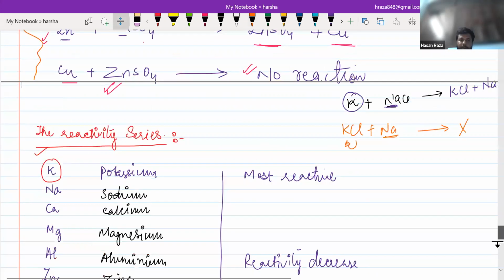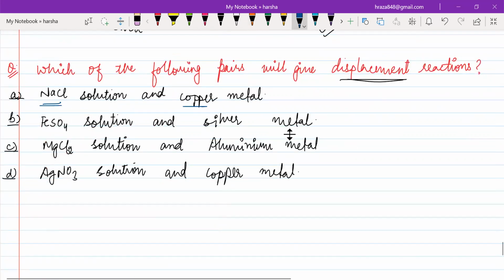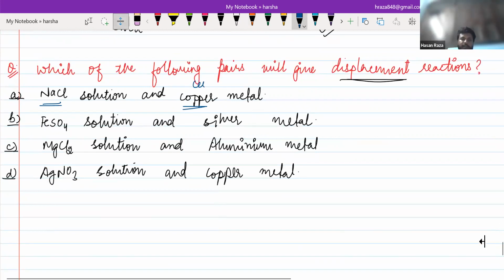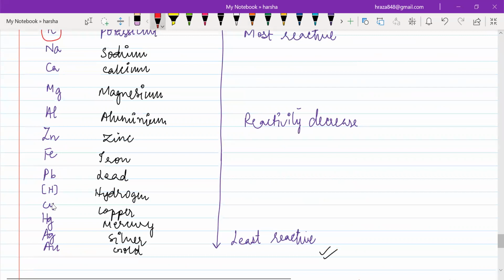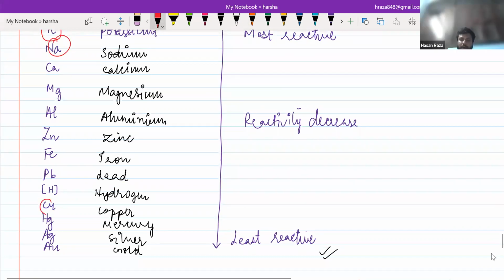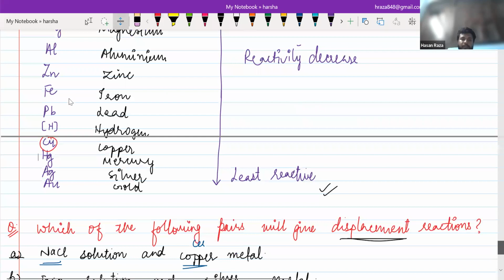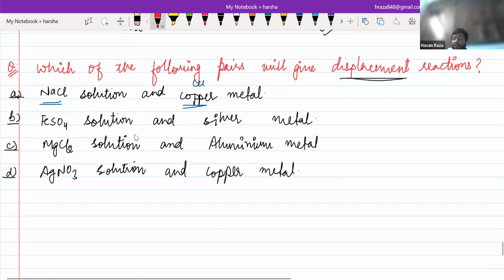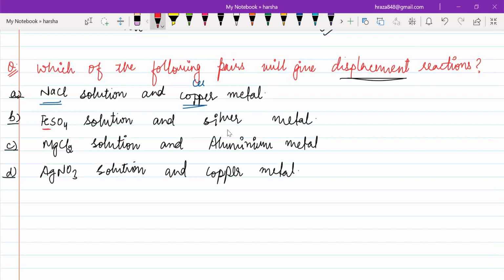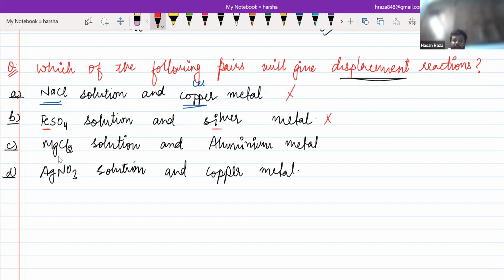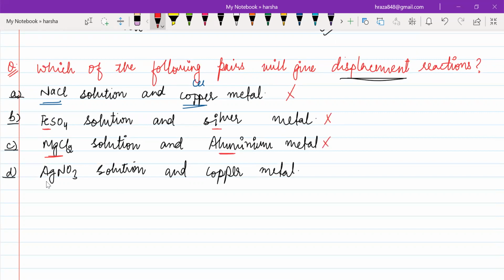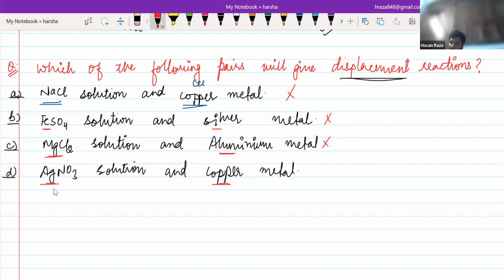So you can see NaCl reacting with copper, that means Cu. See the reactivity series, sodium is here and copper is here. Copper is less reactive than sodium. So salt of this sodium cannot be replaced by copper because it is less reactive. Again, iron and silver. Silver is less reactive than iron, so the reaction will not occur. Again, magnesium is more reactive than aluminium. Aluminium is less reactive than magnesium. Now see, AgNO3. Ag is less reactive than copper. So copper can easily replace Ag. And the answer will be D.